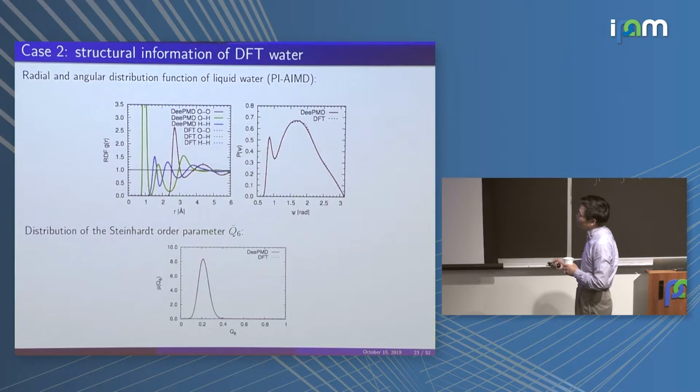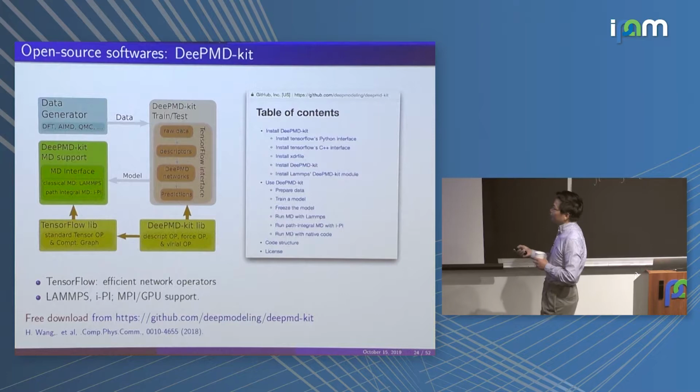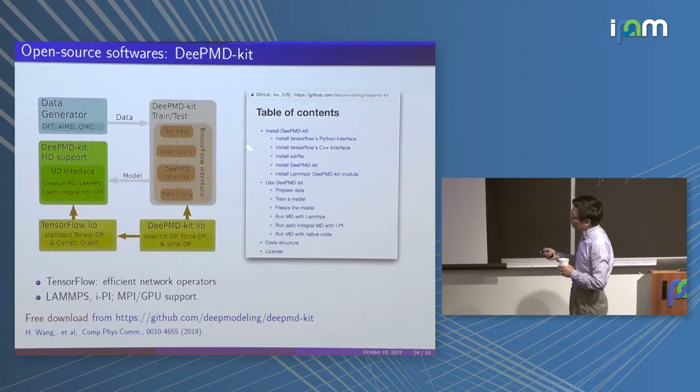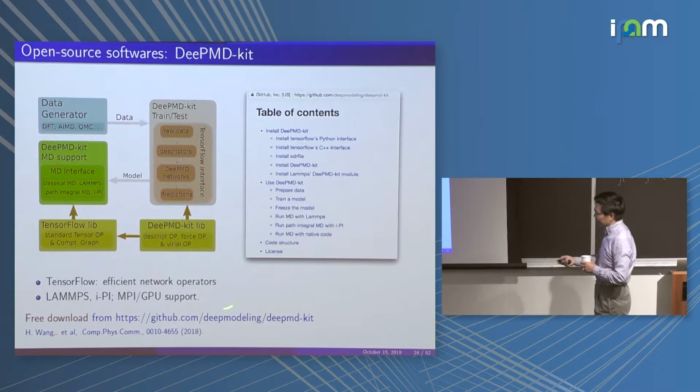So now we have generated open source software. This is the deep potential. If you go to GitHub, under deep modeling, there's a whole bunch of software. This is the deep potential. In this case, you need to supply the data, and then it generates the potential for you.